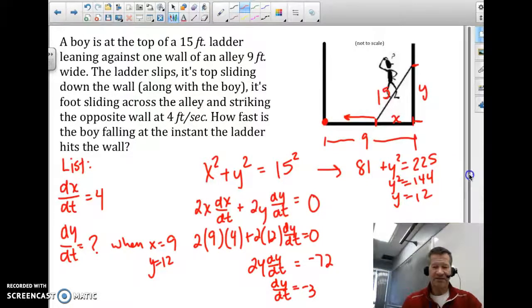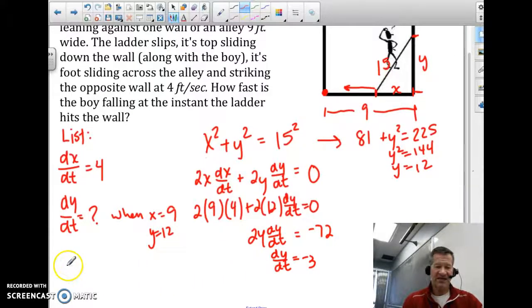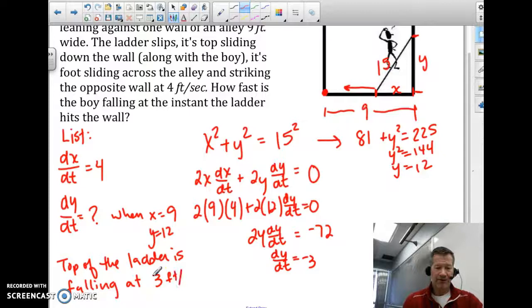So what does that tell us? Well, that tells us that the top of the ladder is falling at 3 feet per second, or at a rate of 3 feet per second. And there we go.